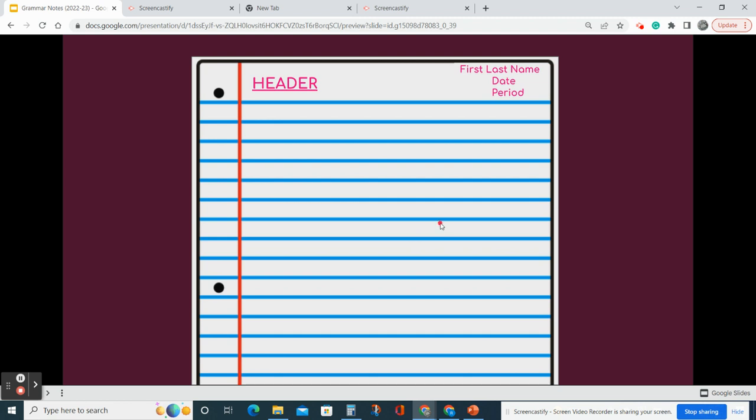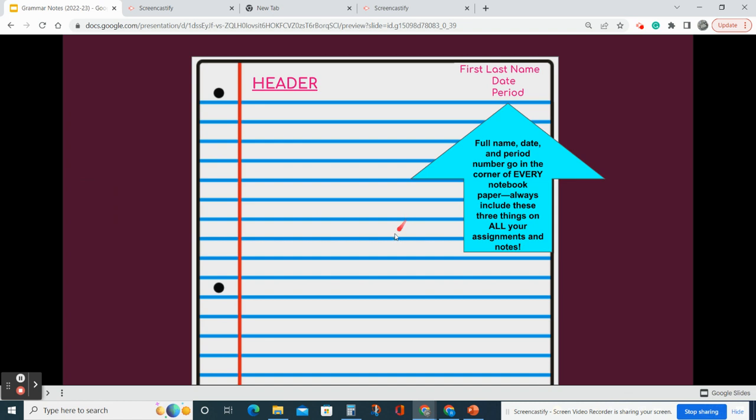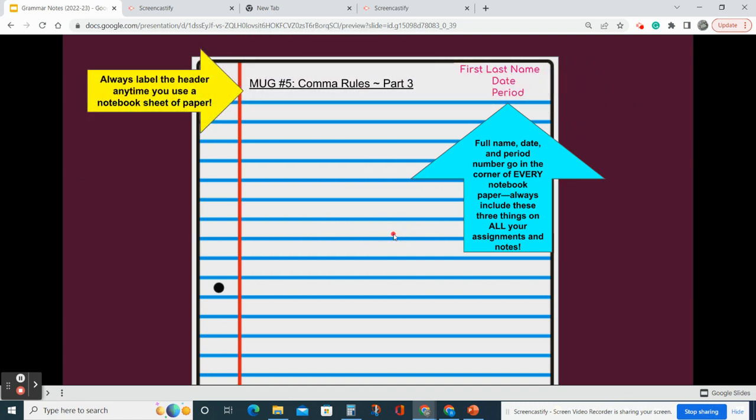Remember, you need a fresh sheet of notebook paper out in front of you. Name, date, period in the top right-hand corner. Please remember to include first and last name, as well as the header. Make sure that you fill it in with the full title, Mug 5, Comma Rules Part 3. If you are labeling your mugs with the full title, it will make studying a lot easier for you.